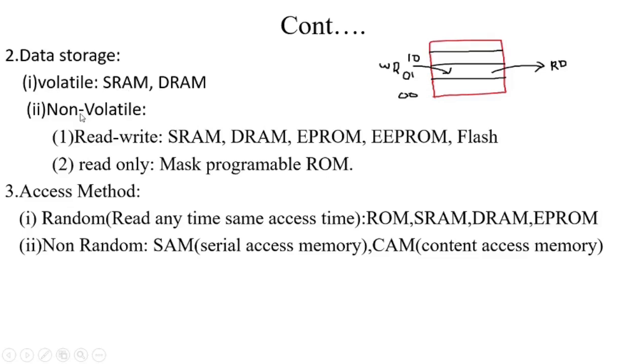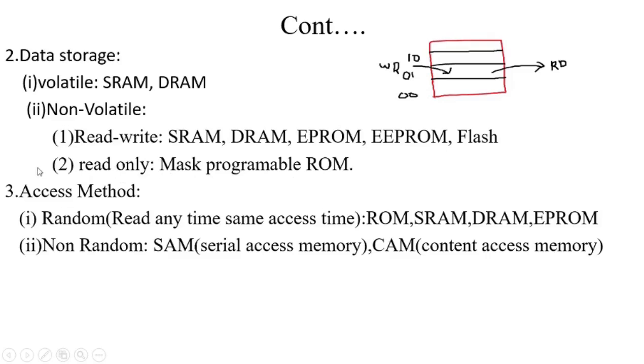And again, non-volatile memory can be classified into two types. One is the read-write memory, whose examples are SRAM, DRAM, EEPROM, and flash memory. The second one is the read-only memory, whose example is mask programmable read-only memory.